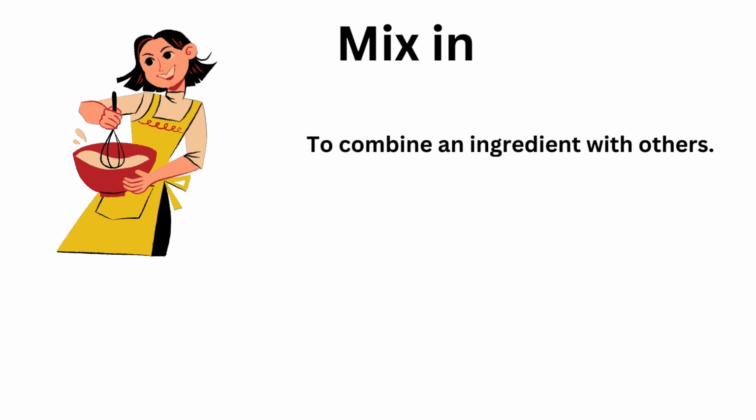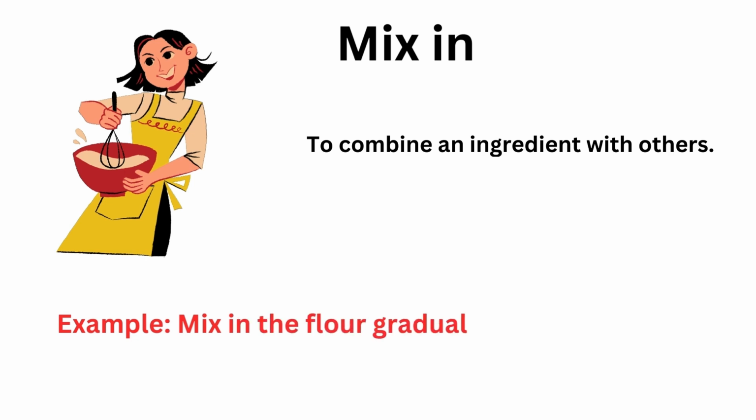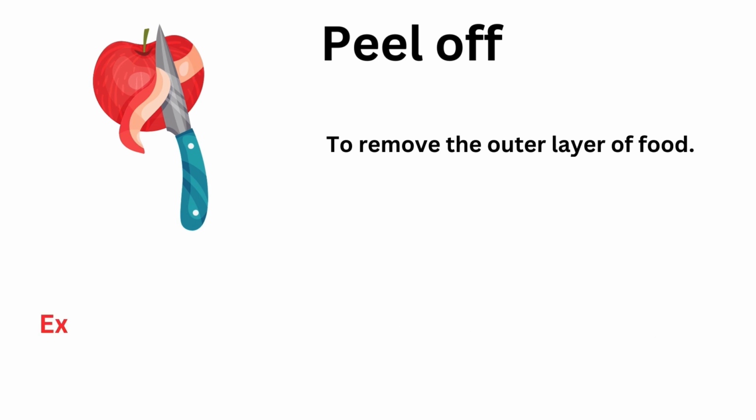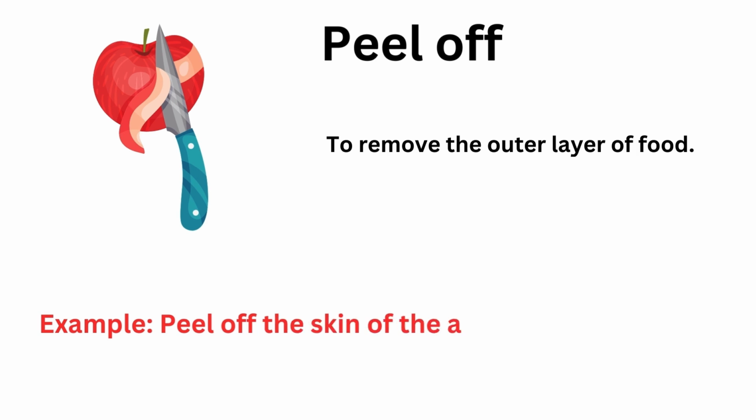Mix in. To combine an ingredient with others. Mix in the flour gradually to avoid lumps. Peel off. To remove the outer layer of food. Peel off the skin of the apples before slicing them.